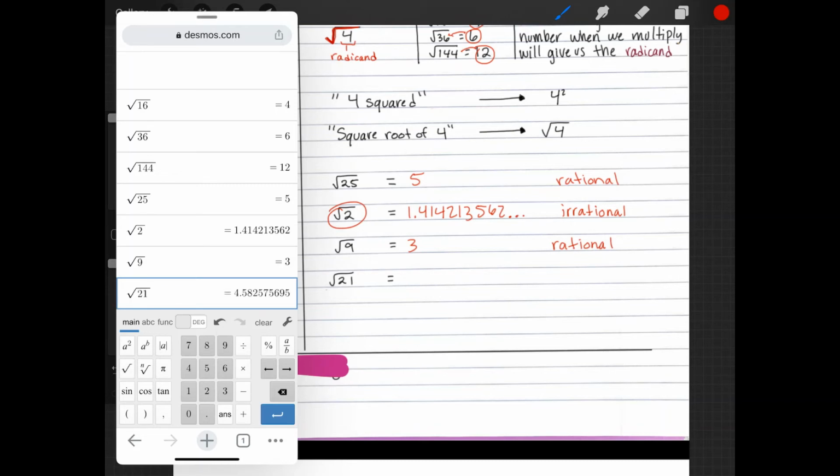Okay, and then let's do the square root of 21. Oh, here we have a long decimal and there's no repetition at all. So we got 4.582575695. And it goes on forever. The reason it doesn't show it on the calculator is because we don't have room for all those numbers. So if it goes on forever and it does not repeat, I know it's irrational.